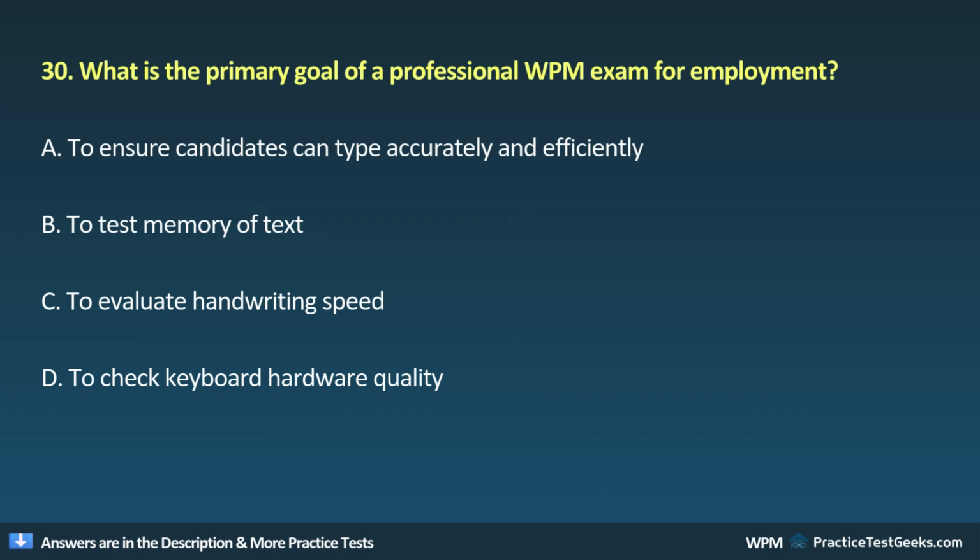30. What is the primary goal of a professional WPM exam for employment? A. To ensure candidates can type accurately and efficiently. B. To test memory of text. C. To evaluate handwriting speed. D. To check keyboard hardware quality.